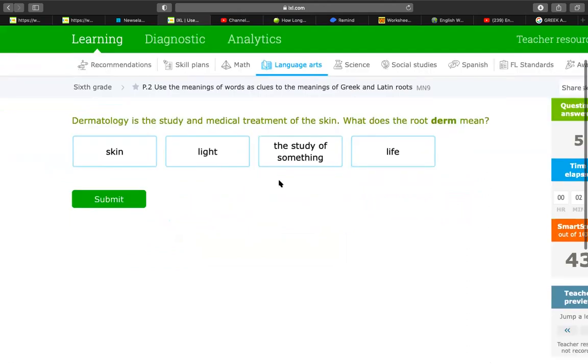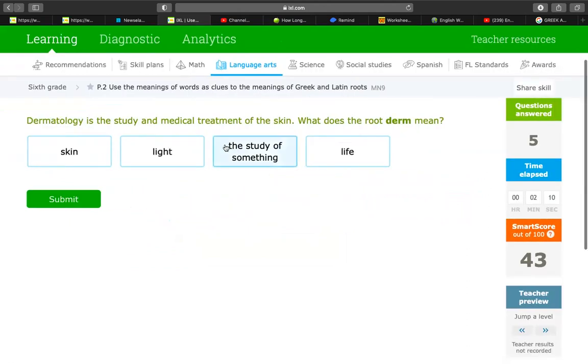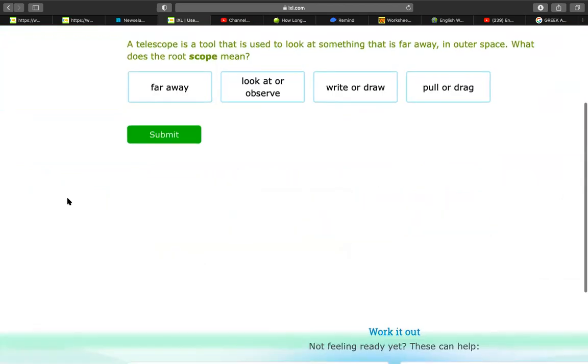Dermatology is a study and medical treatment of skin. What does the root derma mean? We already did that. Skin. Yeah, skin. Dermo.